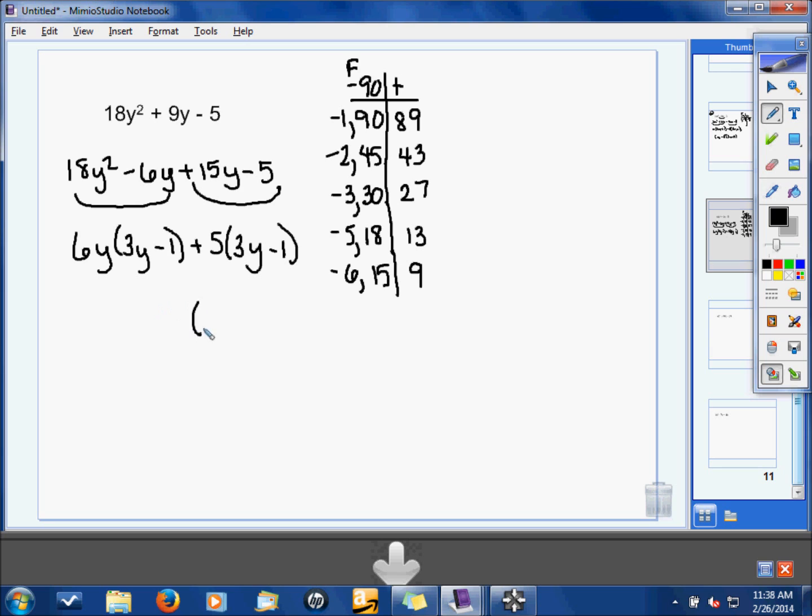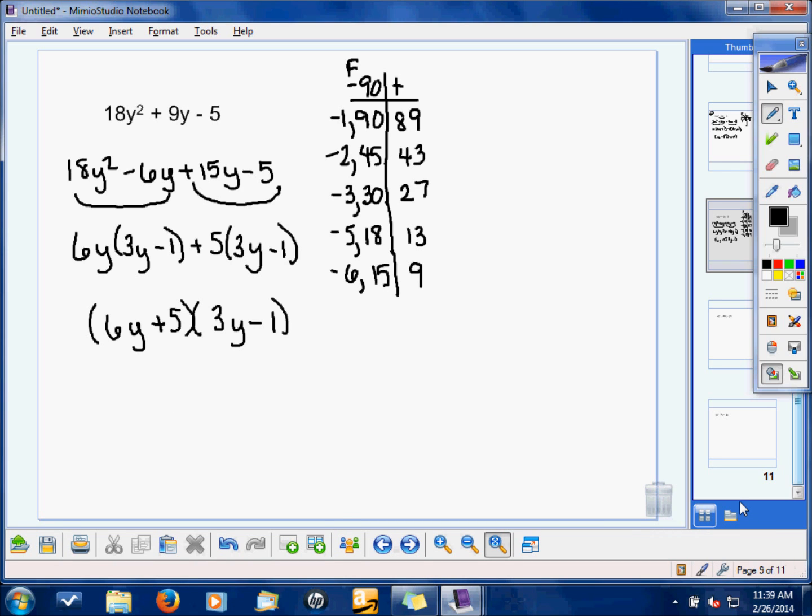So we're ready to write our answer. 3y minus 1 is in common, multiplied times 6y plus 5. All right, I had a whole bunch of examples, but I think it's time to go. So we need to stop for the day. This assignment isn't due till Friday because it's Wednesday night.